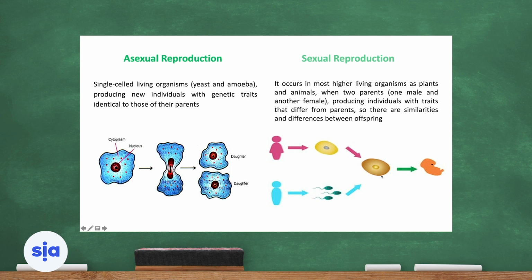This offspring will not be 100% similar to the parents. There are similarities and there are also differences. It means they are not 100% identical. They are somewhat different. This is the sexual reproduction. Two parents and an offspring that is not 100% similar to the parents.